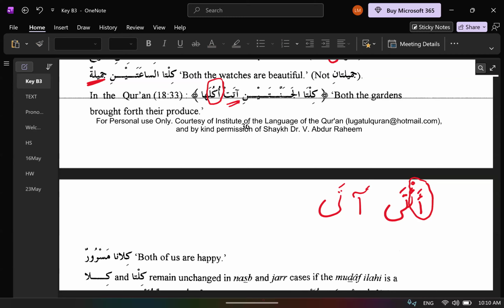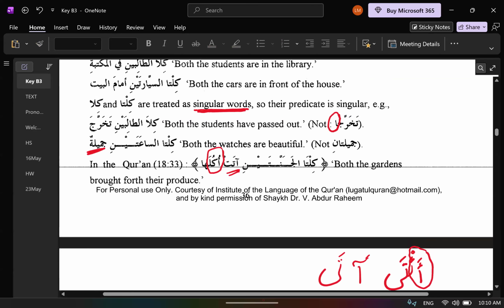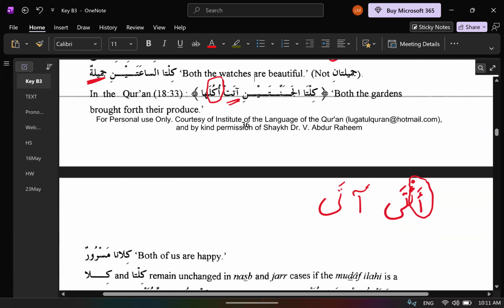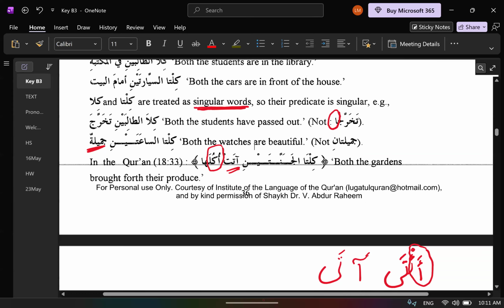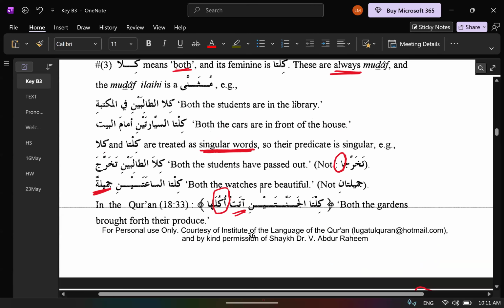So going back to al jannataini. What Dr. Saab is telling us over here is that it should have been dual, but this is treated as feminine singular, because kilta is treated as a singular word. So where were we? The duals that are coming after kila and kilta are mudaf ilayhi, right? Yes. So this mudaf ilayhi will have a dual as normal.